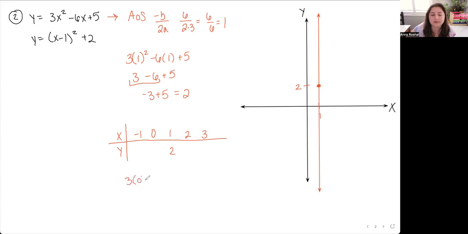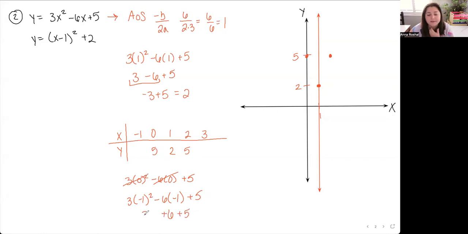So I'm going to do 3 times 0 squared minus 6 times 0 plus 5. Again, this is going to be nothing, and then I'm going to end up with a 5 on either side. So let's call 5 somewhere here. So this is going to be part of my graph. Then I'm going to do 3 times -1 squared minus 6 times -1 plus 5. So this is a +6, +5, and that is a +3. So 3 plus 6 is 9, 9 plus 5 is 14.